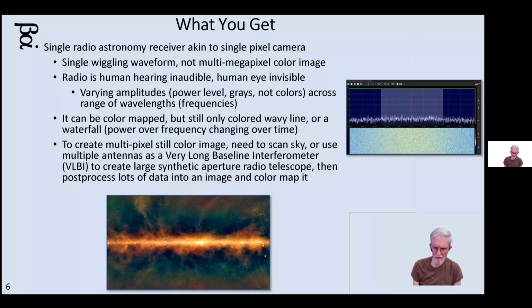That's called a waterfall, which is nothing more than the frequency across and the amplitude in brightness, and then it moves up over time. So that's a waterfall. But if you have the array, or if you scan the sky, or you can create one of these very long baseline interferometers and create a synthetic large diameter radio telescope, then you can gather huge quantities of data and post-process that into an image, and you get, look, there's the plane of the galaxy.